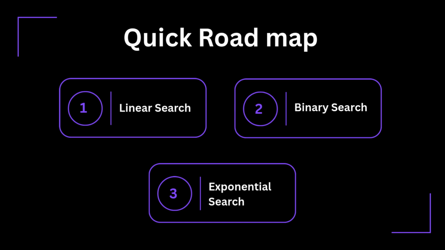Going to go over 3 different searching algorithms: linear, binary, and exponential. All 3 are used to find a specific value in a list, but they each approach the problem differently. Some are simple but slower, while others are much faster and better for large amounts of data. I'll start with linear search since it's the easiest one to understand.